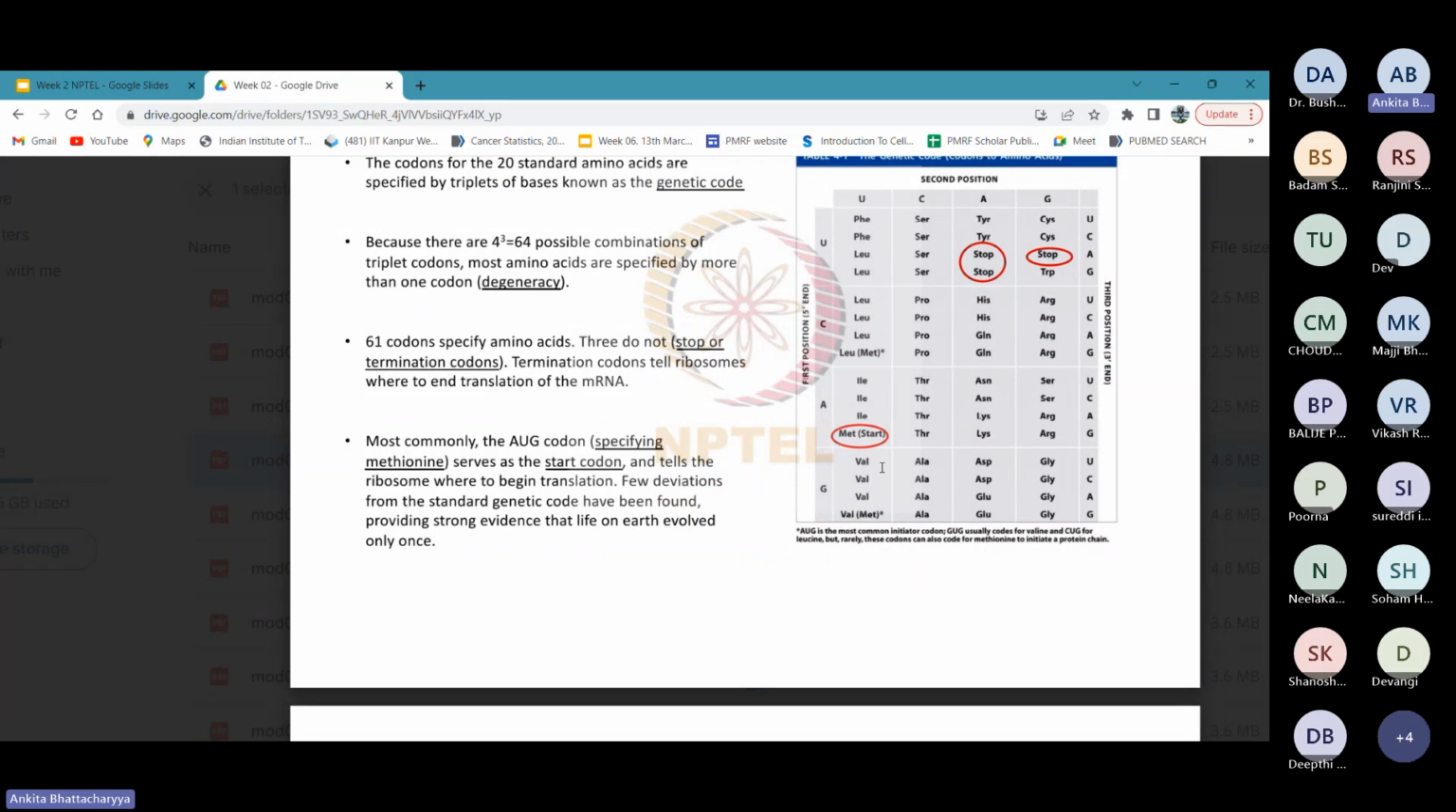Some deviations have been found, but this is the major conservation, and deviations are mostly with respect to the mitochondria. Within the mitochondria, we see that there are a few amino acids, like asparagine, which have a different set of codons encoding for the same amino acid. Also the stop codons for mitochondria have some deviation from the commonly observed genetic code. So these are some of the basic properties of the genetic code that we need to understand.